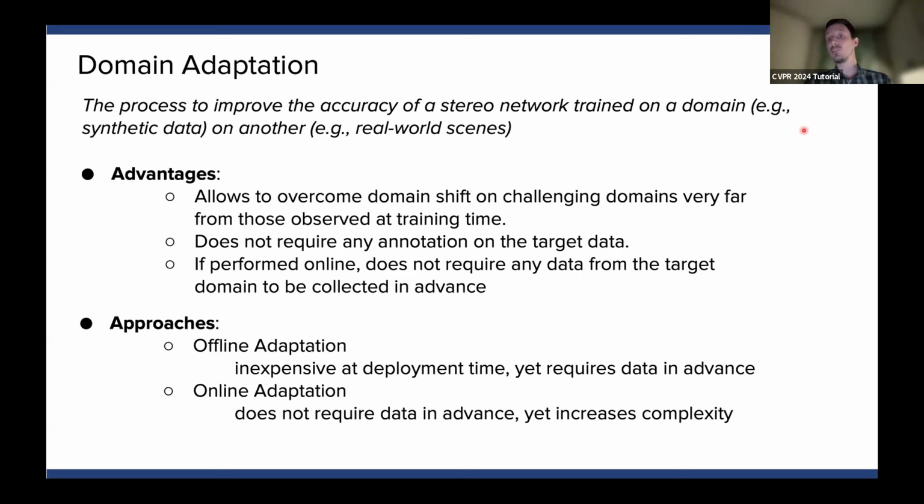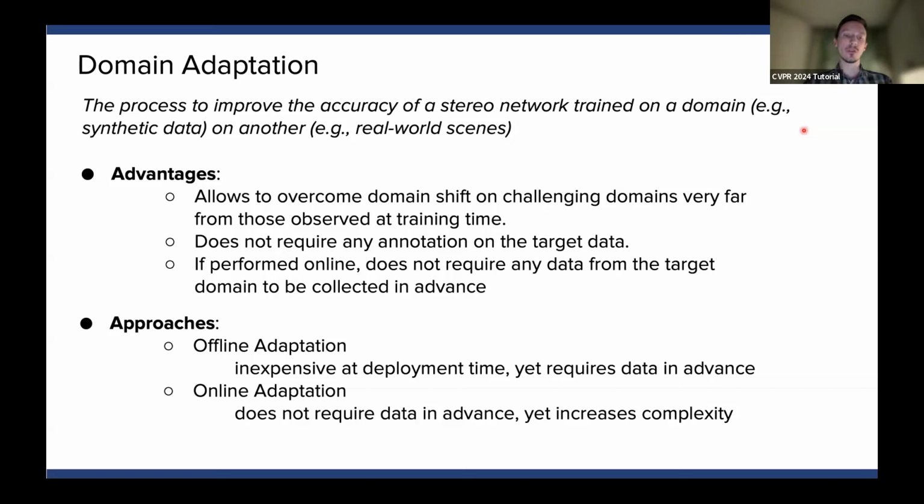So for instance, we might have a stereo network trained on synthetic images and we want to adapt it to real images. And this strategy has some advantages with respect to generalization because it allows for overcoming a domain shift that we cannot predict at training time. So at training time, we are no longer asked to properly generalize to any unseen possible domain because we can still exploit adaptation in the case we are not capable of generalizing. And usually these approaches are unsupervised, so we just need to collect some images for the target domain. And it is very flexible because we can perform this process either in online or in offline manner, of course with different strengths and weaknesses.